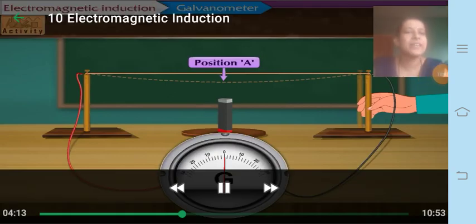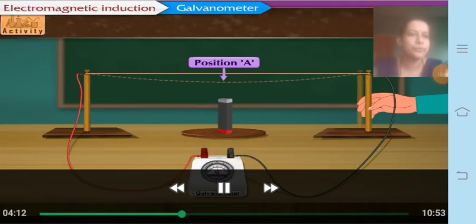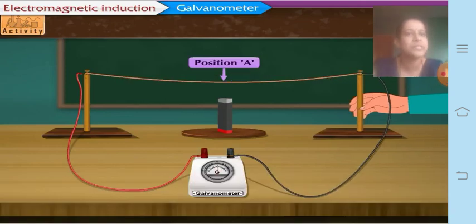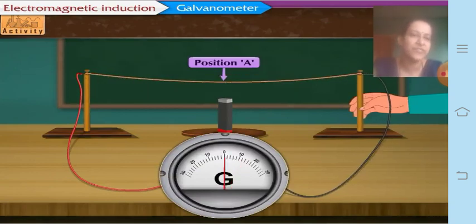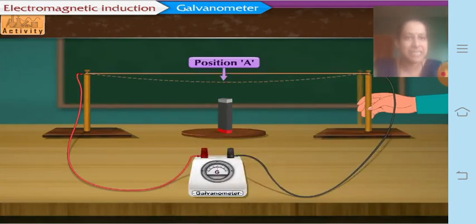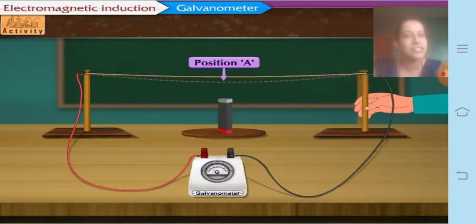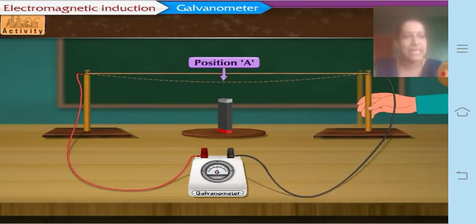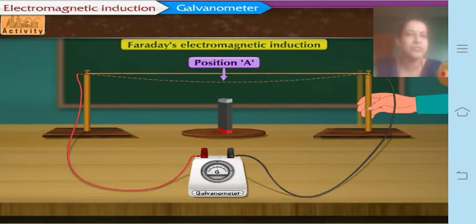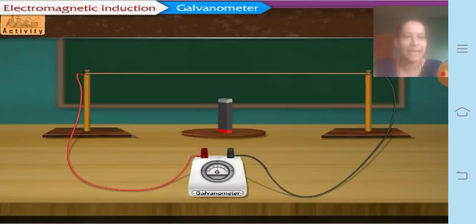Now let's see when the conductor is moved back to its position A again, whether there is a deflection in the galvanometer or not. Yes, of course there will be a deflection, but this time it will be on the other side of the zero, a quick deflection on the other side and coming back to the zero. So this means that there is induction of the current when the current carrying conductor is moved while the magnet is kept fixed. This is called Faraday's electromagnetic induction.